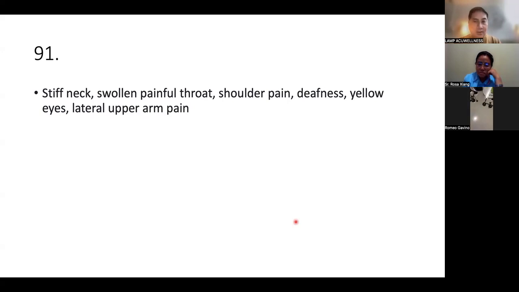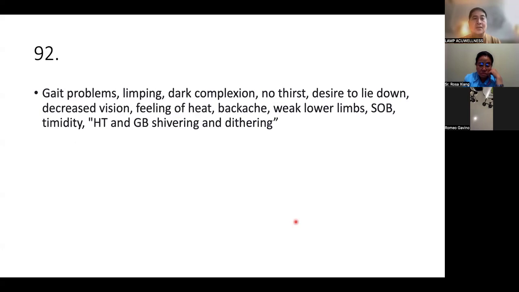So what is your prescription? SI 4, Heart 5. Okay. Gait problems, limping, dark complexion, no thirst, desire to lie down, decreased vision, feeling of heat, backache, weak lower limbs, SOB, timidity, heart and gallbladder shivering and dithering. Kidney 3 and Bladder 58.